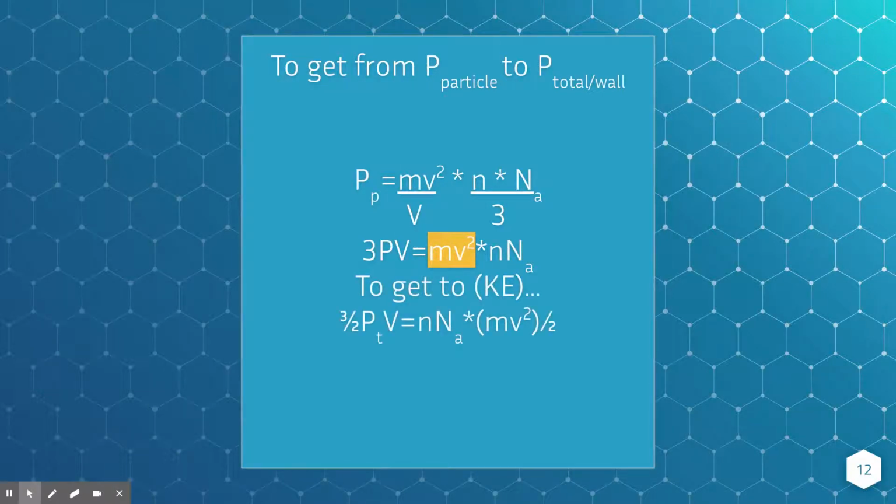Now we get 3/2 PV equals n times Na times mv squared over 2. mv squared over 2 can be interpreted as the KE of a particle, as we discussed before, and when multiplying this KE by the total number of particles, here we have the proof for U. U equals 3/2 PV, or U equals 3/2 nRT.